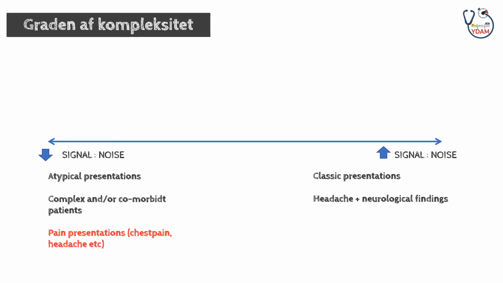Okay, at the other end of the spectrum, we have the atypical presentations, the complex and the comorbid patients, and the pain presentations, like chest pain, headache, abdominal pain. These symptoms are complex. They're not simple. As we will go into in a little bit, they stem from biological, psychological, and social events, and whether you have a huge headache or a minor headache doesn't really play in. You can have a very severe headache just from psychosocial events, and that doesn't show if you don't do a decent assessment of your patient.